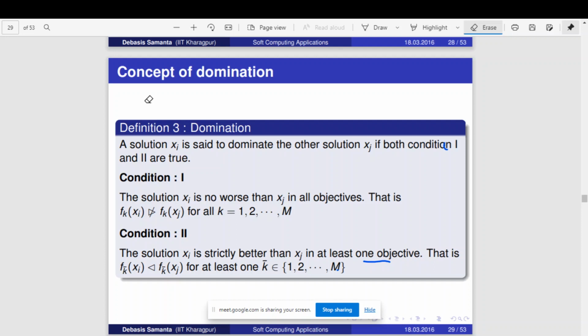When you say that xi is worse than xj, yeah, if xj is better than xi, then we say that xi is worse than xj for a given objective function. Okay. So here better means what? Better than means, what do we mean?